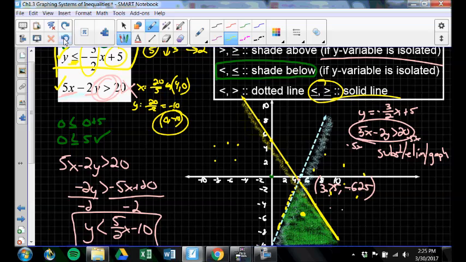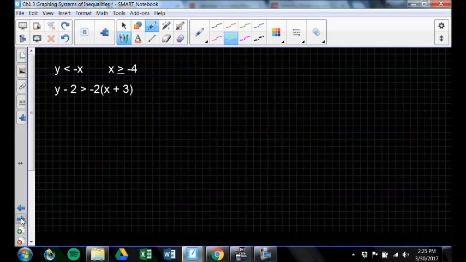That's what you're trying to find when you graph these inequalities. Find the spaces that work for all regions, and then maybe the ones that work for just one or the other. Let's do another example. It says 3 pieces to it. Y is less than -x, x is greater than -4, and y minus 2 is greater than -2 times x plus 3. That third equation is in point slope form, which I'll talk about in a second.